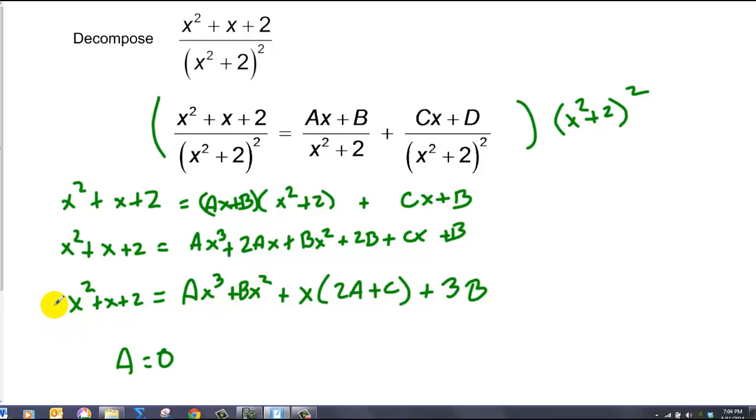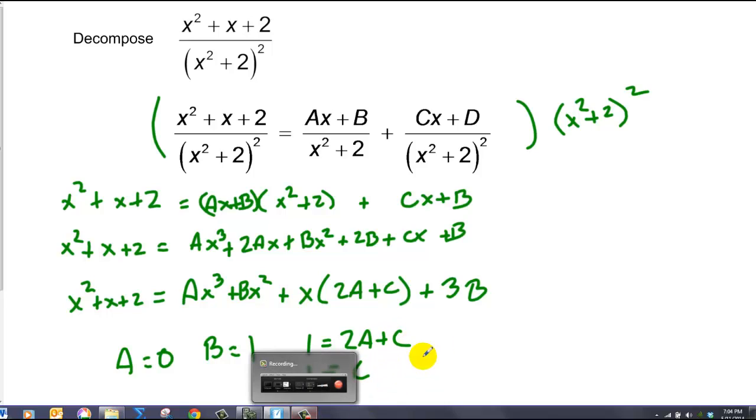b is corresponding to my coefficient in front of the x squared, so b is equal to 1. I know that 2a plus c is equal to the coefficient in front of x, so 1 is equal to 2a plus c. So in this case, since a was equal to 0, c has got to equal 1. And we know b's already equal to 1. So I'm pretty much done in this case. Whoops. Let's go back. I just noticed I made a mistake. This is cx plus d. So this is d. Sorry about this, guys.